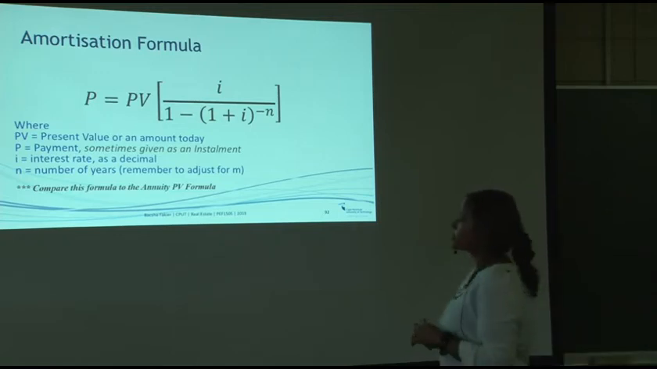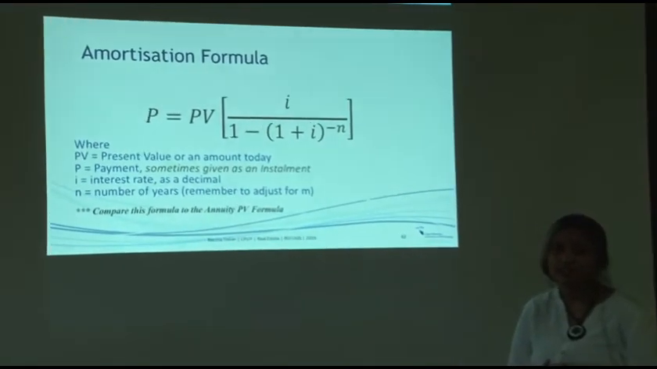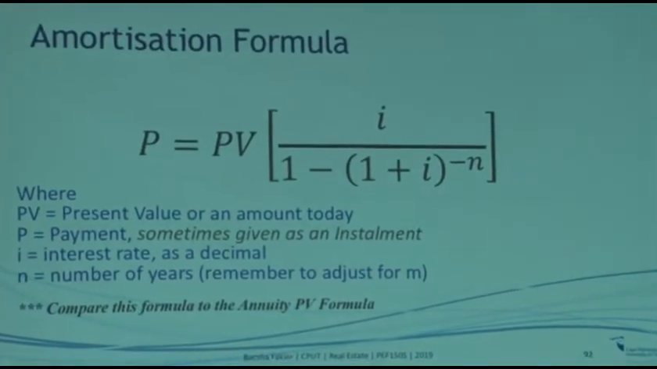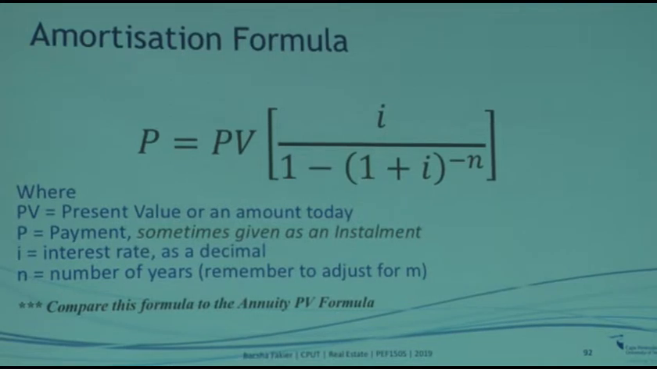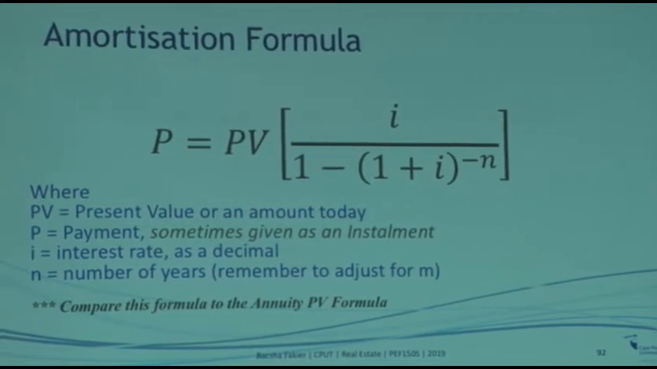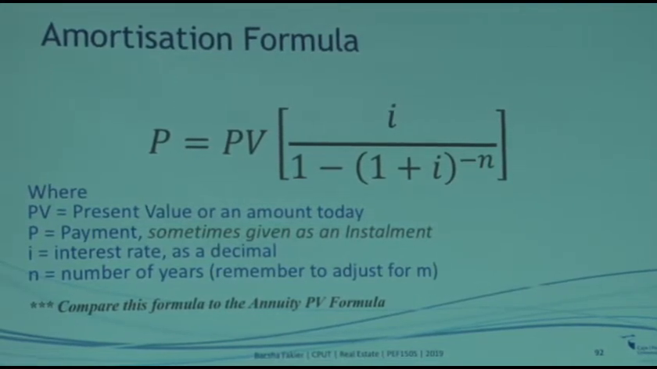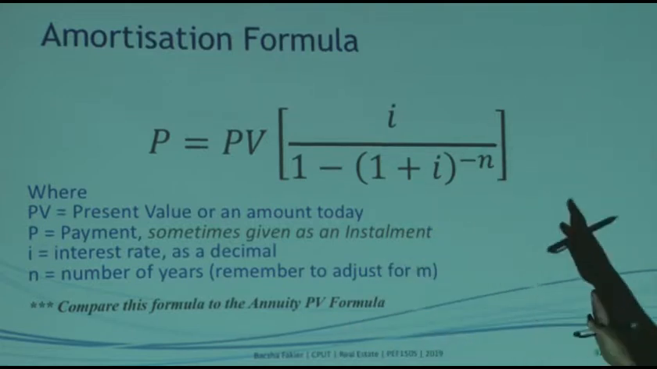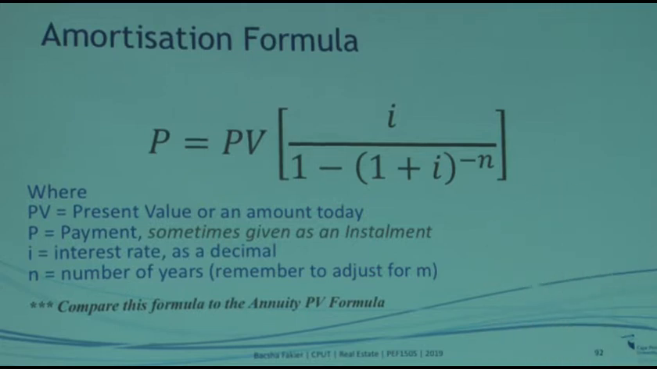Look at the formula for the amortization. Do you see that it is the reciprocal formula for annuity's present value? You must understand the relationship between annuity's present value and amortization. Annuity's present value, you knew the value of the payments, but you wanted to know the value today. Amortization, you know the value today, you want to know the payments, right?